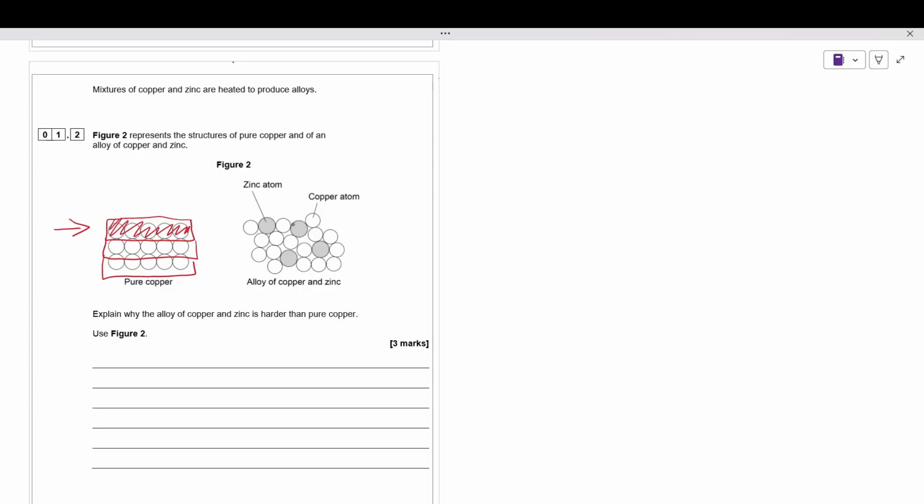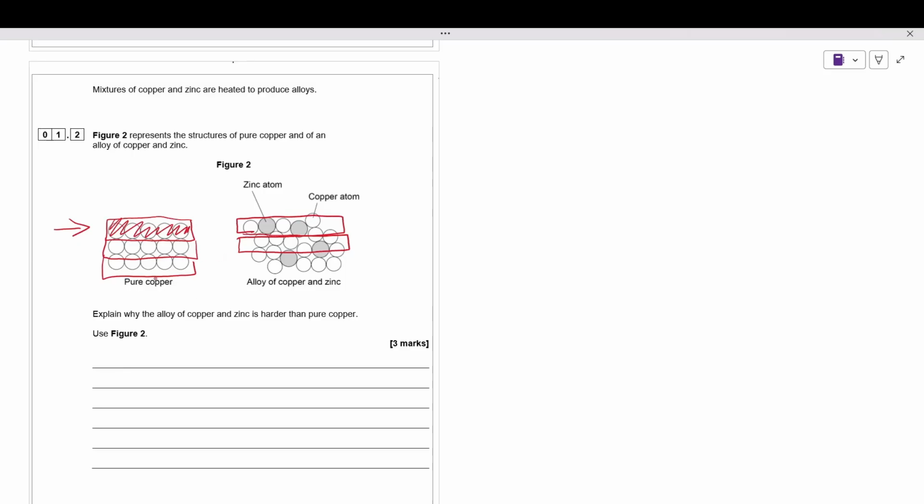But if we're looking at the alloy, which has both zinc and copper, we can notice that the size of these atoms are completely different. And because they're different, that regular row that pure metals are used to is no longer there. We classify this as a bit of distortion. It's now out of shape, which means they're not going to be sliding as easily as it would have been if it was pure copper or a pure metal.